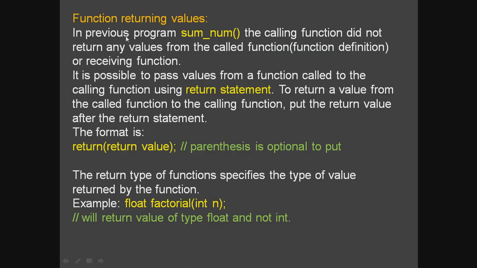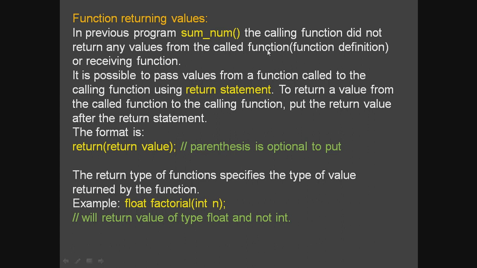Now function returning values. In the previous video, I explained one program, the sum of two numbers, where the called function name was sum_num. The return type was void, and the function did not pass any arguments or declare any parameters. So the calling function did not receive any value from the called function, which is also called the function definition or receiving function. The calling function calls the called function, right?